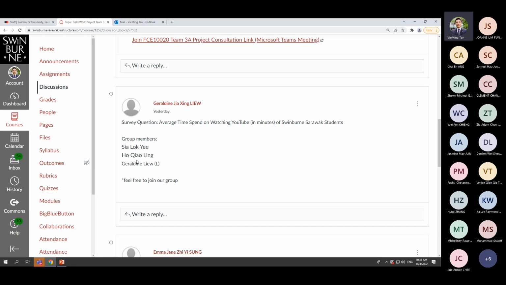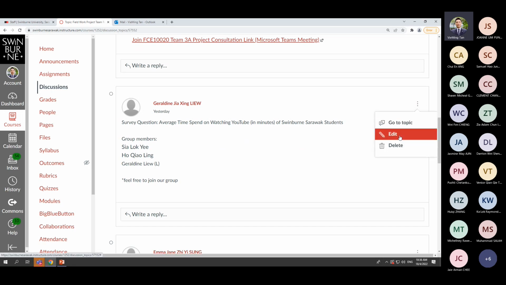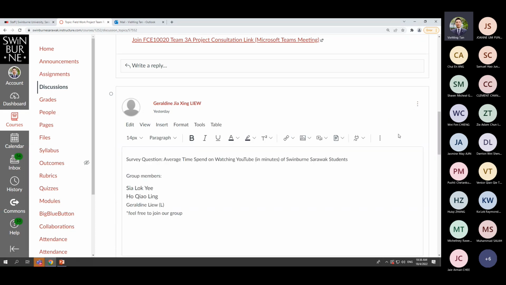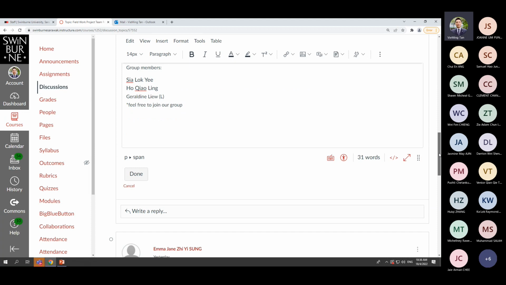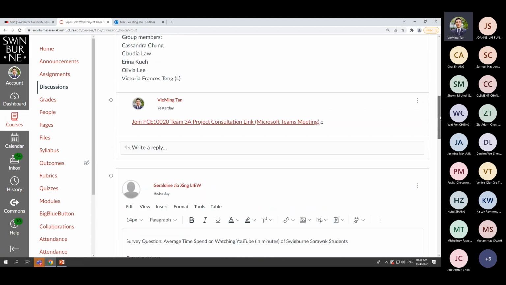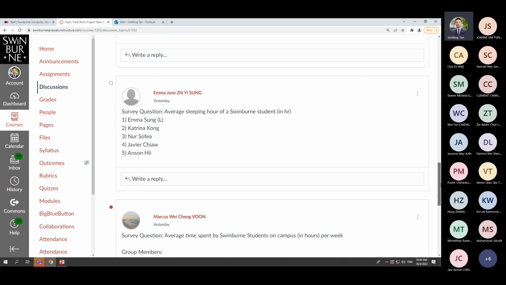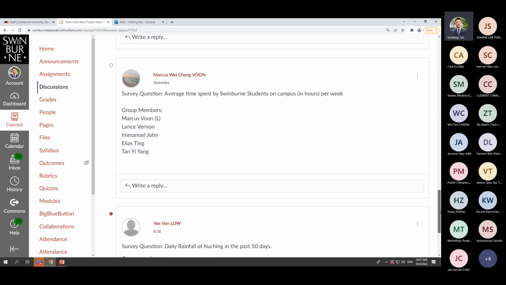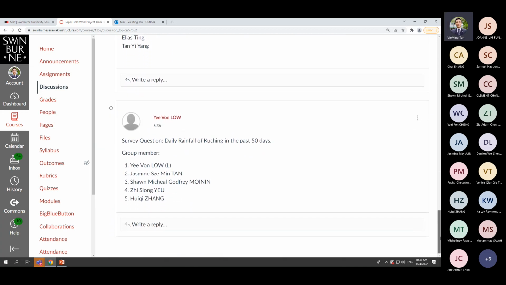If in the future you have more members to add, you can simply click on this 3-dot button, edit, then you can add new members. At the moment, I only have 3 members, so we expect more members are going to join. The group leaders, make sure that we have more groups now. Indicate your topic, your group members' names and the leader.